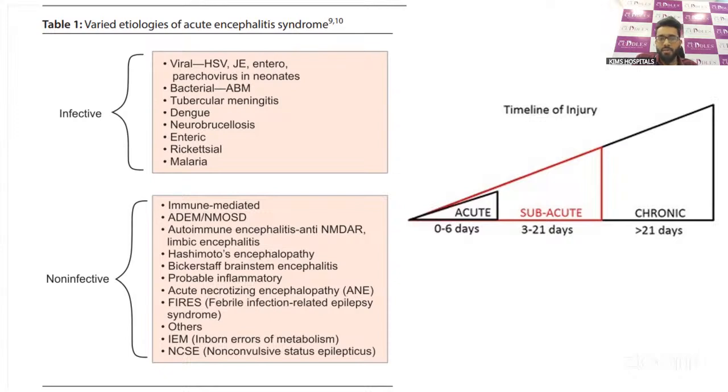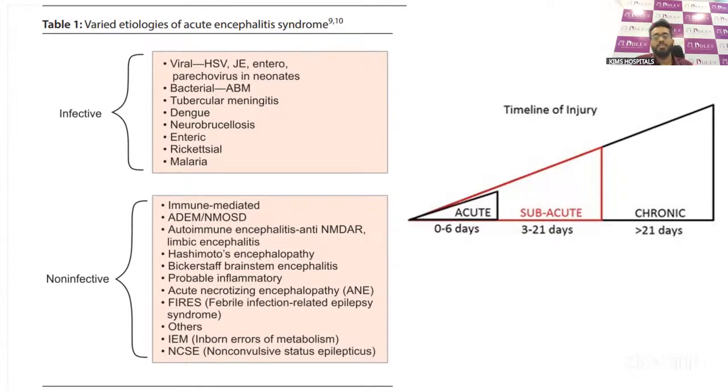non-infective immune-mediated causes can also have acute onset. For example, ADEM, NMOSD, and ANIC have very severe acute or hyperacute presentations. And also remember the last two things. Among very rare causes, there's a variant of GBS called Bickerstaff encephalitis, a brainstem encephalitis that can also present as AES with altered sensorium and focal deficits. And a new emerging entity called FIRES. FIRES is basically febrile infection-related epilepsy syndrome, which is part of NORSE, new onset refractory status epilepticus.